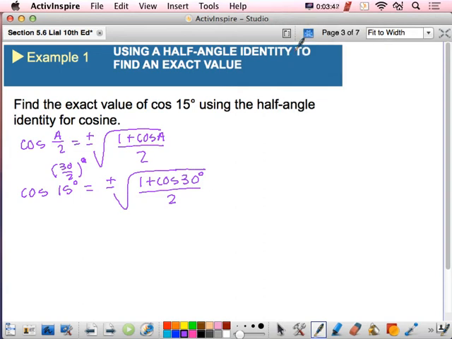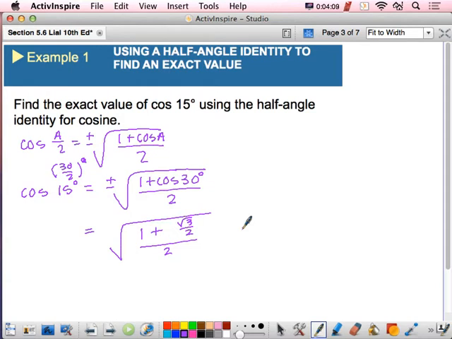Okay, so what we have is cosine of 15 degrees equals plus or minus. Guys, where's 15 degrees? It's in quadrant 1. So we know that it's positive square root of 1 plus whatever the cosine of 30 is. What is the cosine of 30? Square root of 3 over 2 all over 2. Now that square root is over all 3 of those things. So technically, the trig is done.